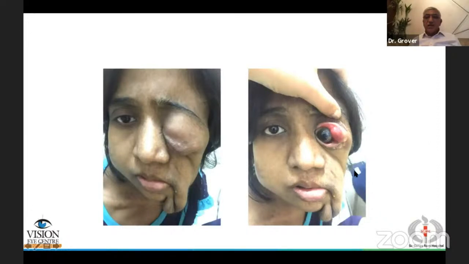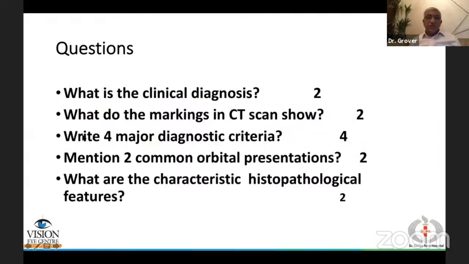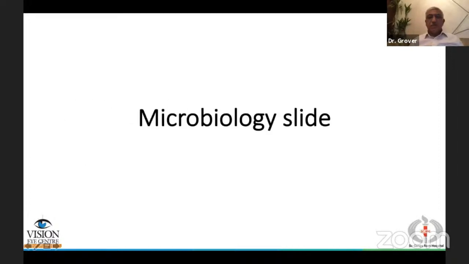And there are other changes. All this is hanging out. There'll be plenty of signs. And you see the defect on imaging. And then you can talk about all the things about the imaging, about the histopathological features, about the common presentations. So all these can be then marked out. You'll have 8 marks well distributed, which you can take up.